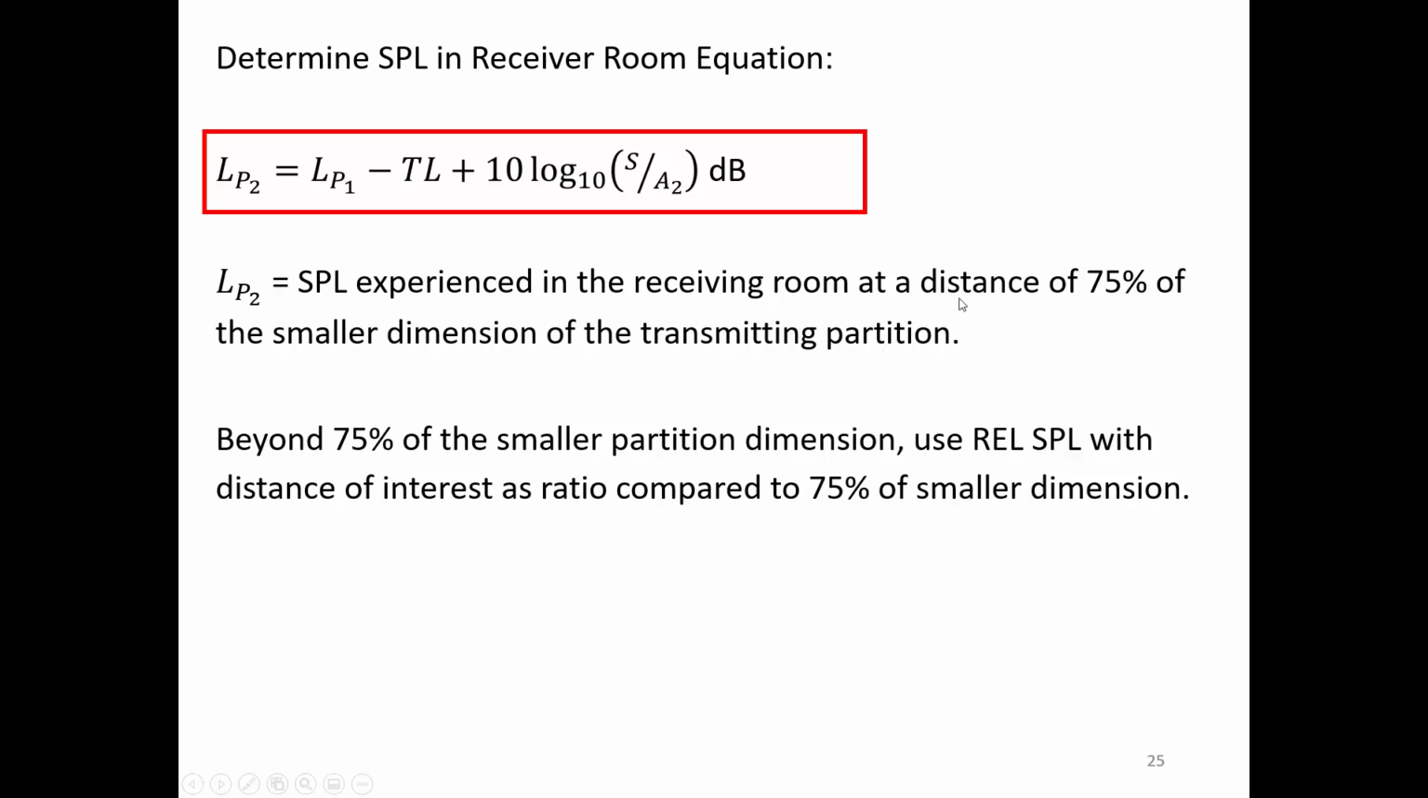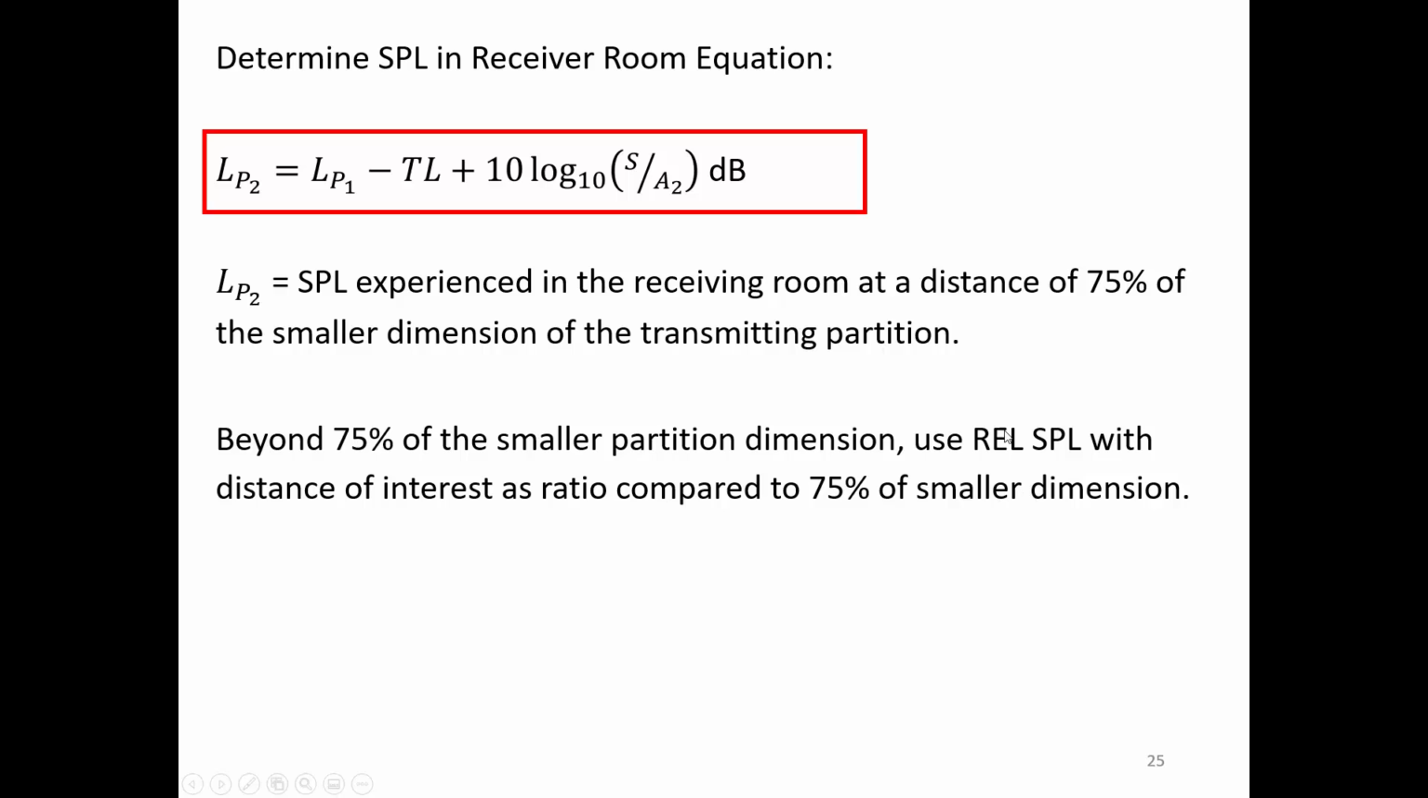So in this case, say you were at 15 feet away from the wall, right? We said it's a 10-foot high ceiling, 30 foot wide. So 75% is 7.5 feet. If you're 15 feet away from that wall, then you'd have 15 over 7.5. That's what's meant here by use relative SPL with distance of interest. That would be our 15 feet as a ratio compared to 75% of the smaller dimension, our 7.5 feet. So it'd be 2.